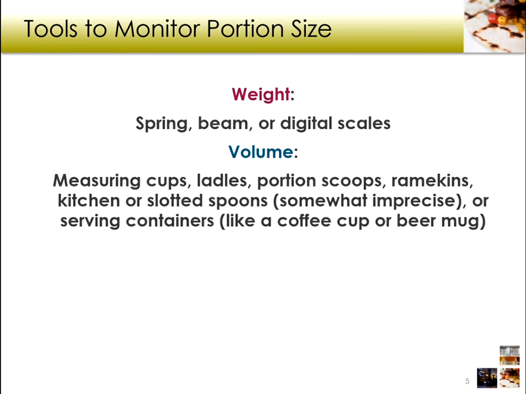Measuring cups, ladles, portion scoops, ramekins, slotted spoons, serving containers, a coffee cup, a beer mug. Soup cups in a restaurant are generally portioned 6-ounce soup cups or 8-ounce. That's what you're going to buy so that it's consistent. You fill them up always to the same amount, right?